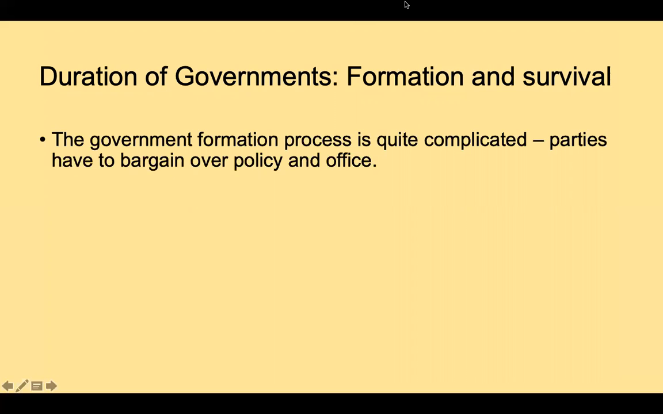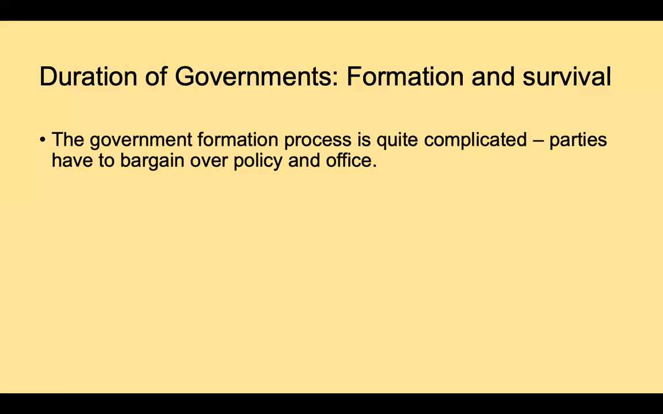So in a parliamentary system, we've already established that the difference from a presidential system is that the parliamentary system forms the government through the negotiation that takes place after the legislative election. You don't directly vote for the executive. But that means the process of negotiation and government formation after the legislative election can go on and on and become quite complicated.